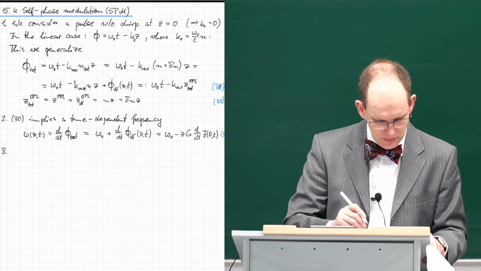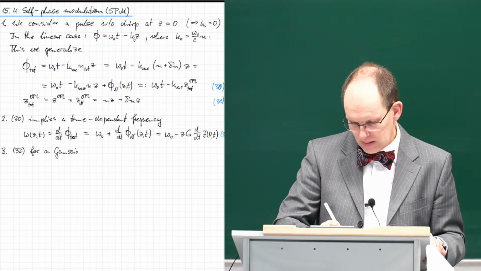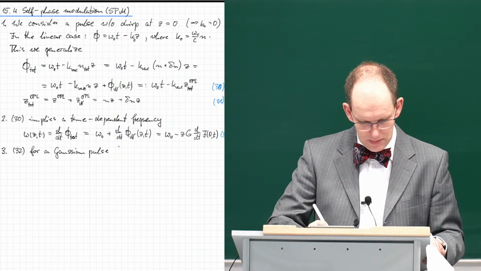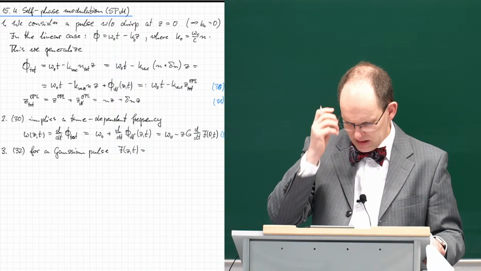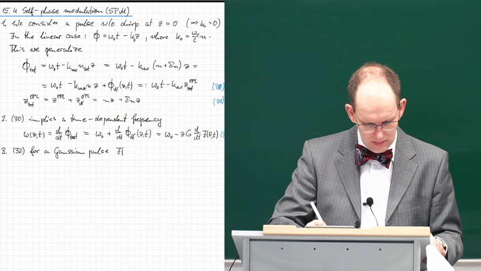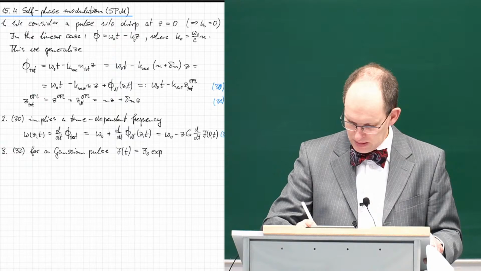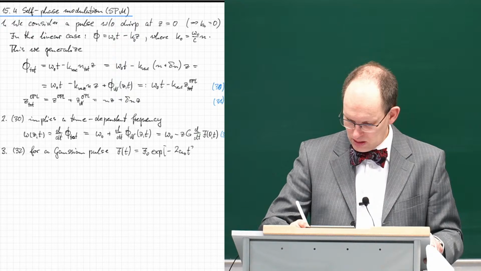So we look at 32 for a Gaussian pulse. And what we use is I of z and t equals, well, it actually doesn't depend here on z. So I of t, I could have written z and t, of course. Yeah. So the pulse shape remains the same as we emphasized several times. So this is the usual form that we use for a Gaussian pulse.